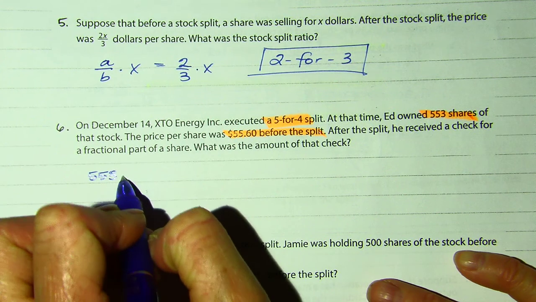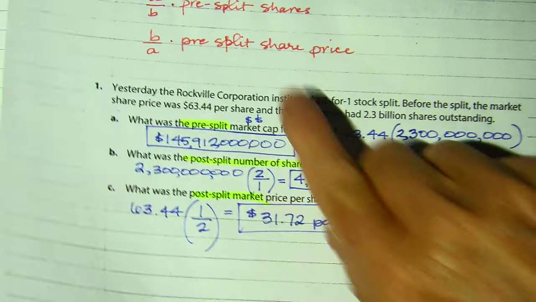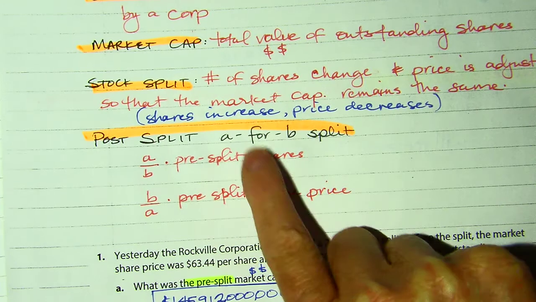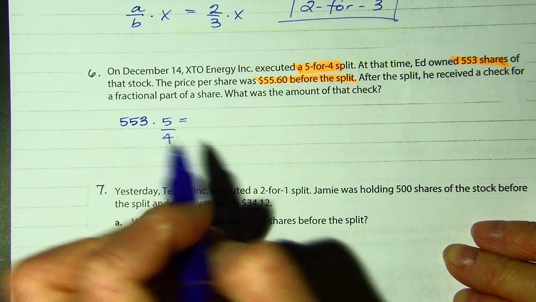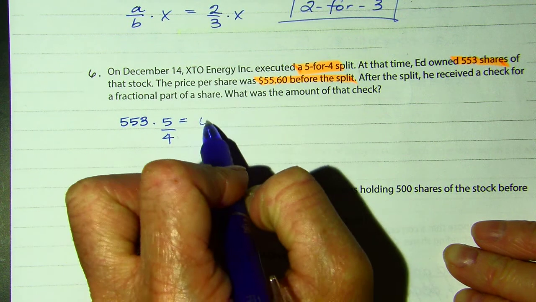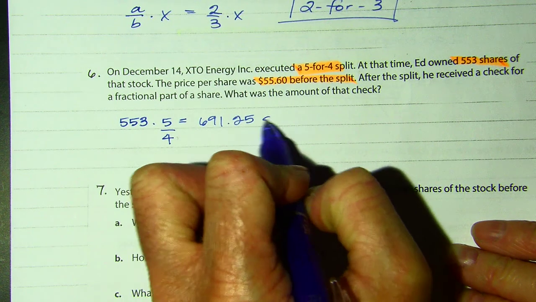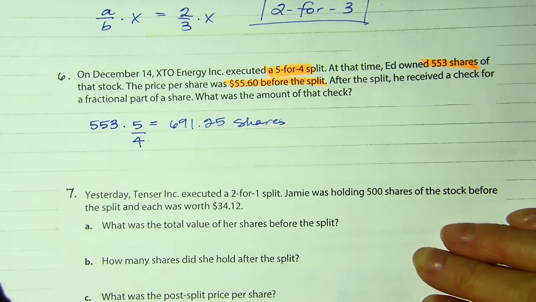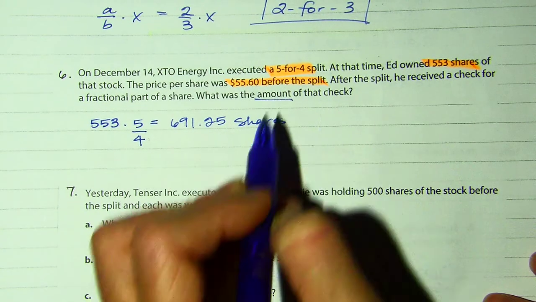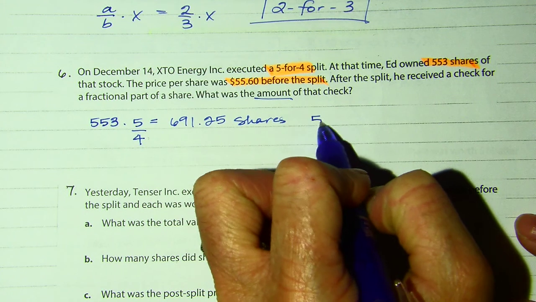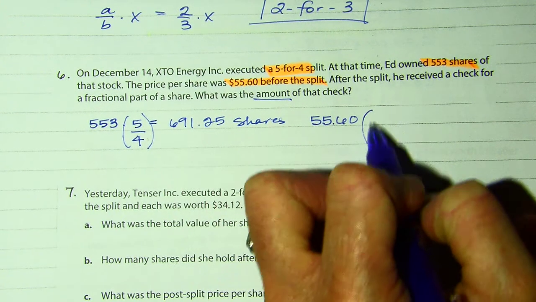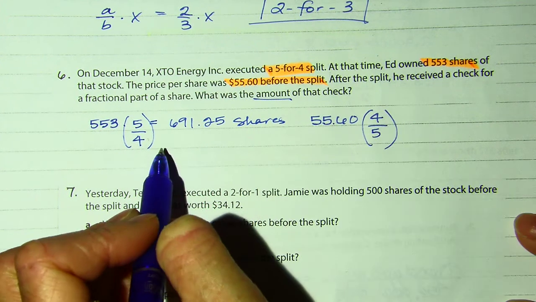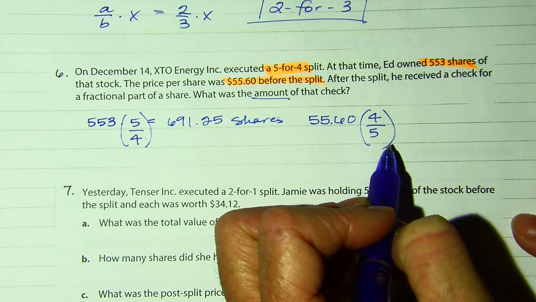553 shares times, now remember when it comes to the number of shares, we do the first over the second, A over B. So 5/4. And that gives me 691.25 shares. To find the amount, I would then have to figure out what happened to the price. So 55.60, I'm going to multiply the reverse, 4 over 5. So remember, the number of shares increases, the price decreases.